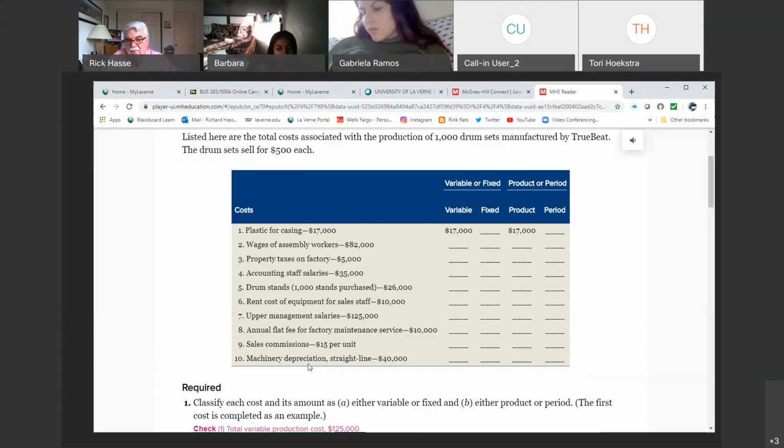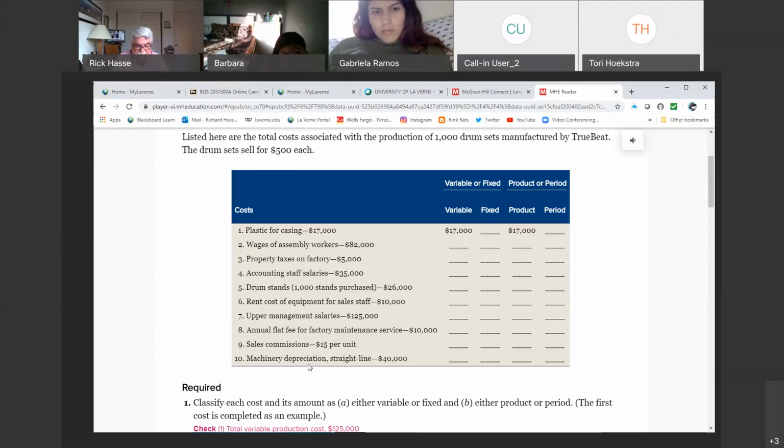Here's number 4, accounting staff salaries. Remember our definition of period cost? So accounting staff salaries will be fixed because they're salaries. They don't have anything to do with output. And they will be period costs. Have nothing to do with the product that it's involved in. So accounting staff salaries is fixed and period cost.